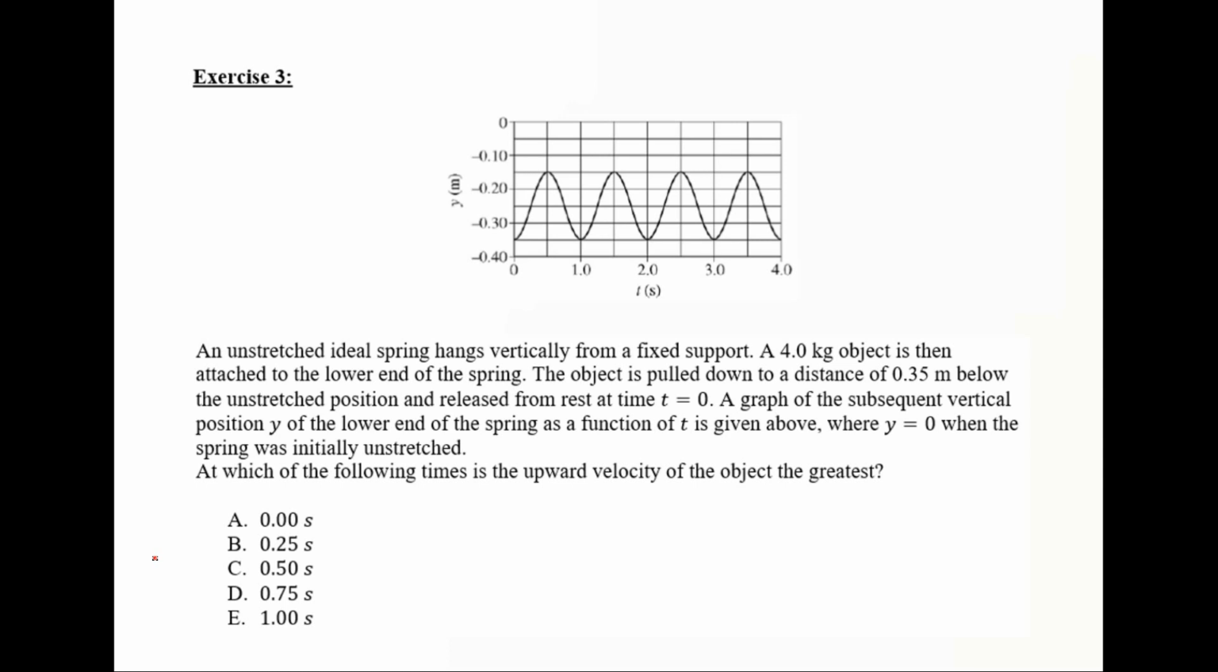Exercise 3. An unstretched ideal spring hangs vertically from a fixed support. A 4.0 kg object is then attached to the lower end of the spring. The object is pulled down to a distance of 0.35 meters below the unstretched position and released from rest at time t equal to 0. A graph of the subsequent vertical position y of the lower end of the spring as a function of t is given above, where y is equal to 0 when the spring was initially unstretched. At which of the following times is the upward velocity of the object the greatest?